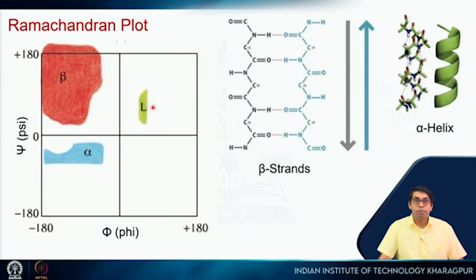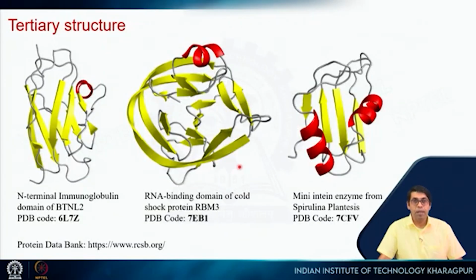Beta strands occupy a particular region in the Ramachandran plot, alpha helix another region, and the left-handed helix a different region. Once these beta strands and alpha helices are formed, they come together to form the tertiary structure of the protein. Whenever we look at protein structures, you will often see that alpha helices are represented like this spiral structure, and beta strands are represented by these arrows.